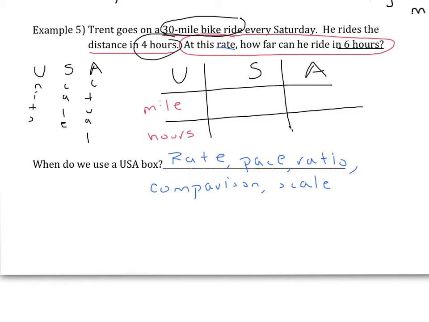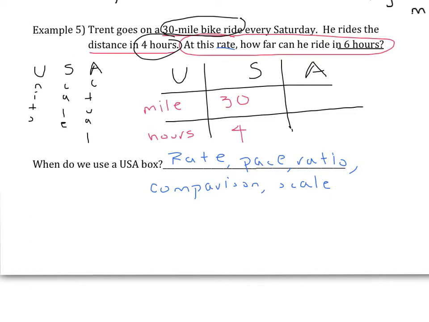Now I'm going to line the miles up with miles and the hours up with hours. He rides 30 miles on his bike, so I'm going to put the 30 by miles. They're lining up with each other. It takes him 4 hours, so I'm going to put the 4 with hours because 4 refers to hours.